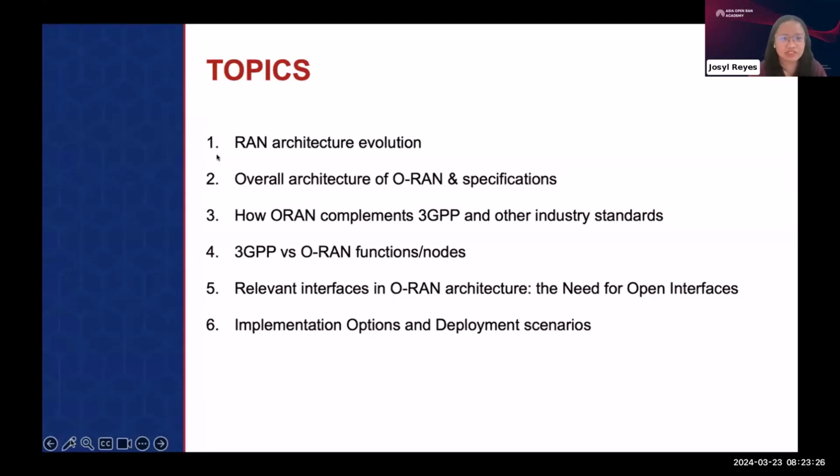Okay, so first we'll just cover RAN architecture evolution. A lot of this content was also discussed last week by Richard. And I hope that you will be able to remember a lot of the content here. And then this is important so that we can establish why there's a need for the Open RAN architecture and how it is different from the current architecture that we have now. And then later we'll be able to see the architecture.